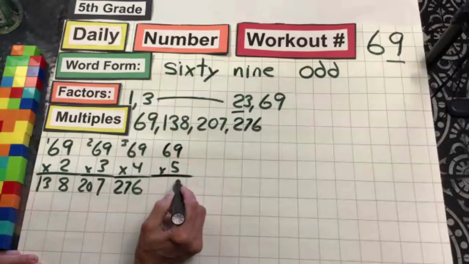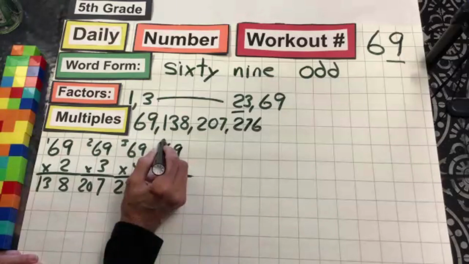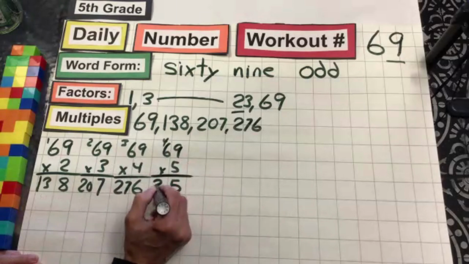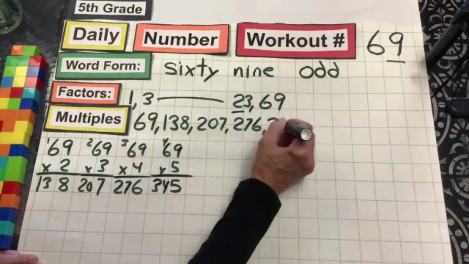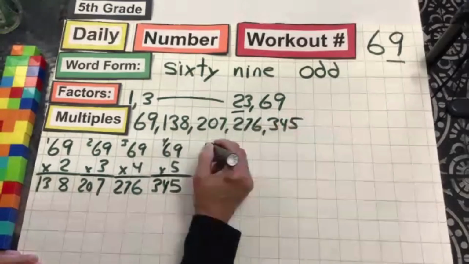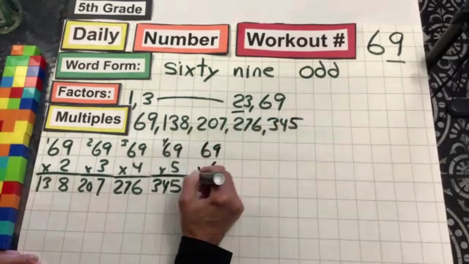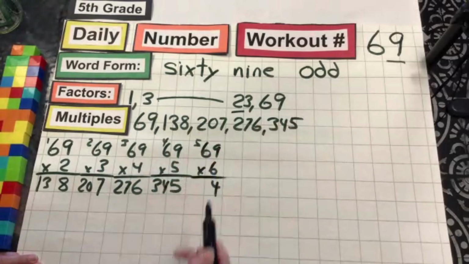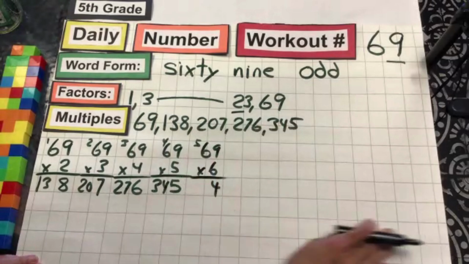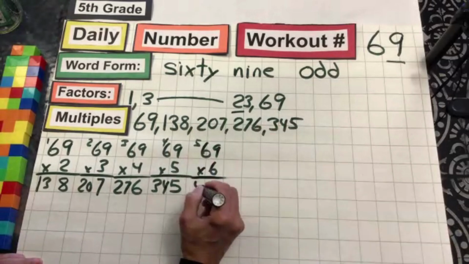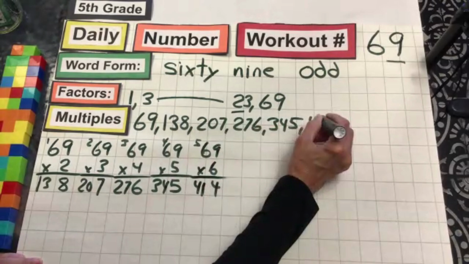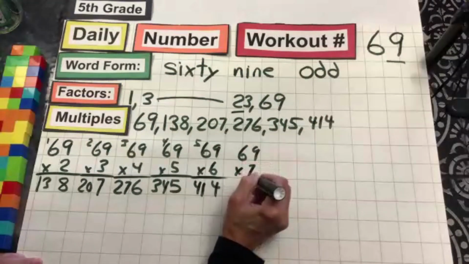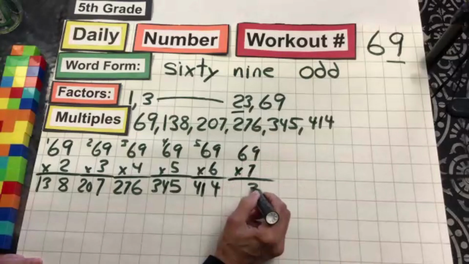5 times 9 is 45. Drop the 5, carry the 4. 5 times 6 is 30, plus 4 is 34. So we have 345. 69 times 6. 6 times 9 is 54. Drop the 4, carry the 5. 6 times 6 is 36, plus 5 would be 41. 414. 69 times 7. 7 times 9 is 63.